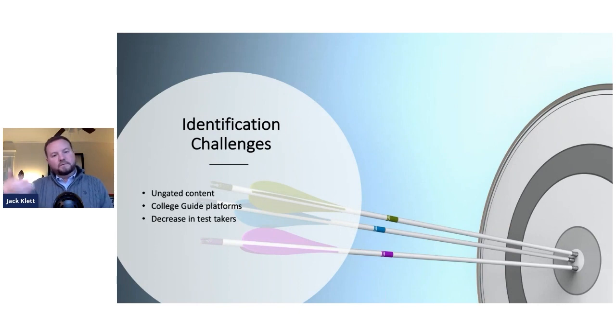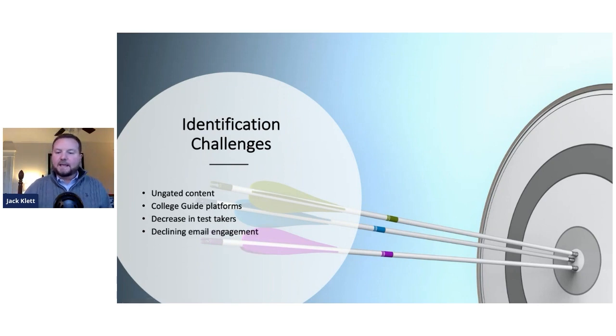But know that because of this decrease in test takers, some of the efficacy of that search has diminished somewhat. So we're going to talk a little bit about ways in which you can optimize that, modernize it, so that you're still getting the return that you would have gotten in years past.